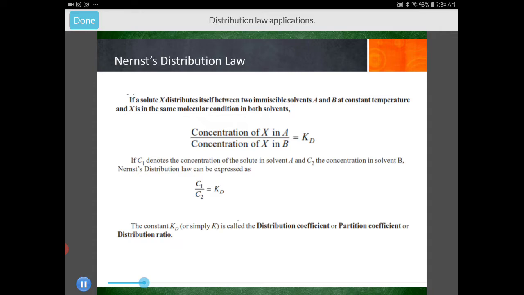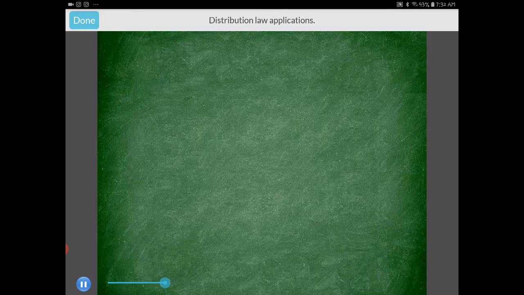You can even express it like this. If C1 denotes the concentration of the solute in solvent A and C2 the concentration in solvent B, then the Nernst distribution law can be expressed as C1 by C2 is equal to Kd. The constant Kd, or simply K, is called distribution coefficient or partition coefficient, or it could be distribution ratio. We identify the constant by using these three terms.